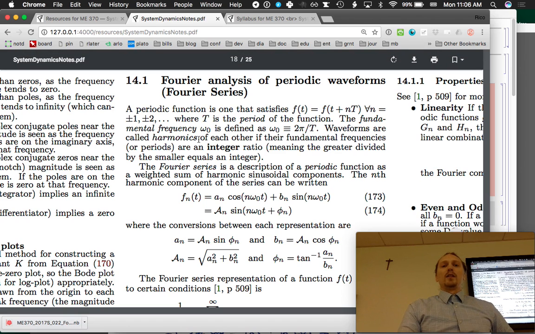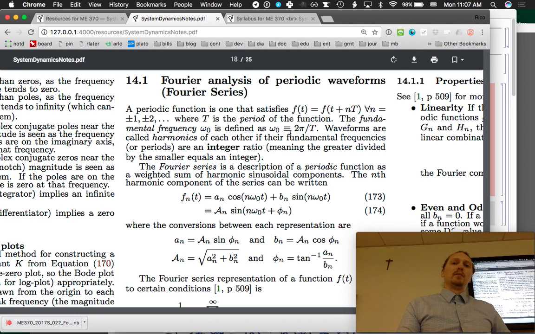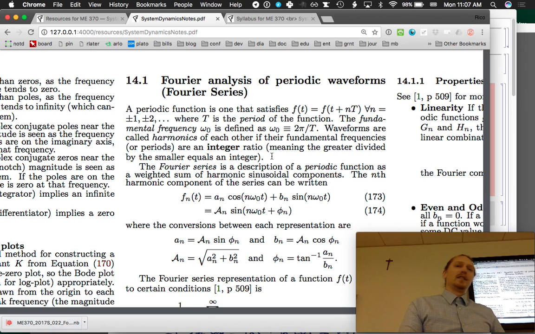Waveforms are called harmonics of each other if their fundamental frequencies or periods are in an integer ratio, meaning the greater divided by the smaller equals an integer. So these always show up as multiples of the fundamental frequency. So there are a bunch of harmonics in some waveform.